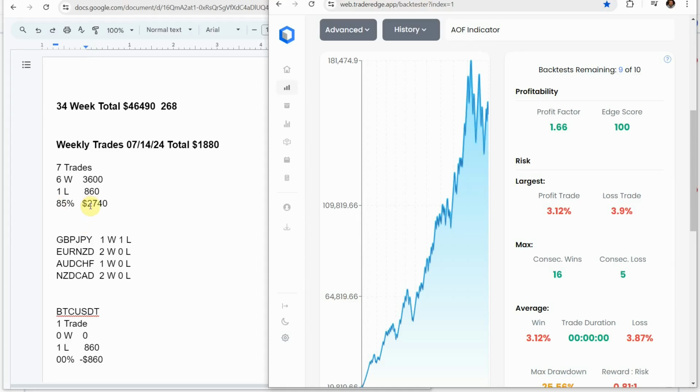Would have been a gain of $2,740. On the crypto coin, we had 1 trade, 1 losing trade, of course a 0% win rate, and a drawdown of $860. For the week, we would have been up $1,880. And at the 34-week total now, we would have been up $46,490 over 268 trades. You can see more stats on the strategy here and the growth of the equity there. So really good stuff from the Academy of Forex indicator.